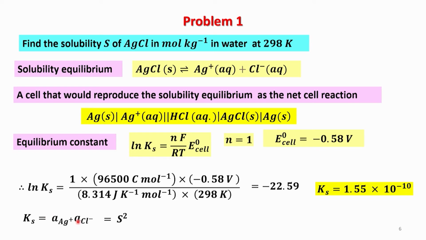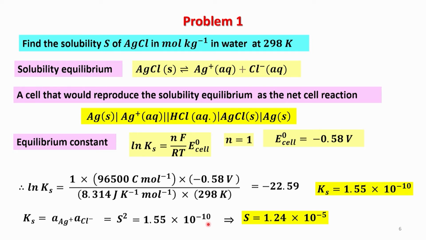So, how many moles of Ag plus ion are present per kg of water? That is S, if S is the solubility of AgCl. Similarly, the number of moles of Cl minus present in the aqueous solution is again S. Therefore, I get this result that Ks, that is the solubility product of AgCl, is equal to S square. Now, I know the numerical value of the solubility product, that gives me that S is equal to nearly 1.24 into 10 to the power of minus 5.